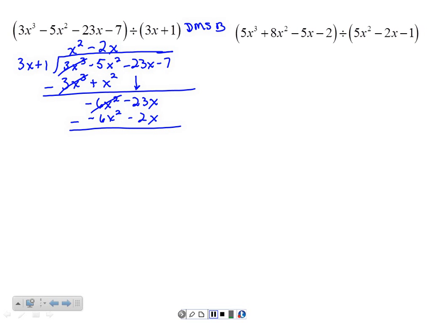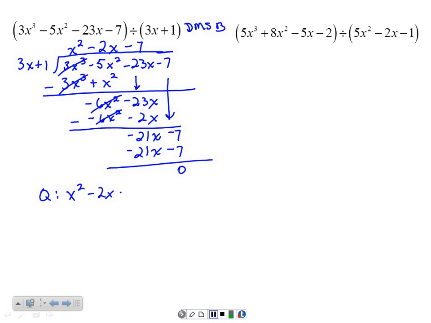Subtract. These two cancel out. Negative 23x minus a negative 2x is going to be negative 21x. And we're going to bring down the negative 7. So divide one last time. Negative 21x divided by 3x is going to give you a negative 7. Negative 7 times 3x is negative 21x, and negative 7 times 1 is negative 7. So you get a remainder of 0. So the quotient is going to be x squared minus 2x minus 7, and your remainder is 0.